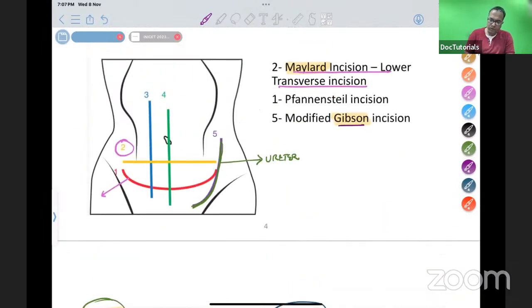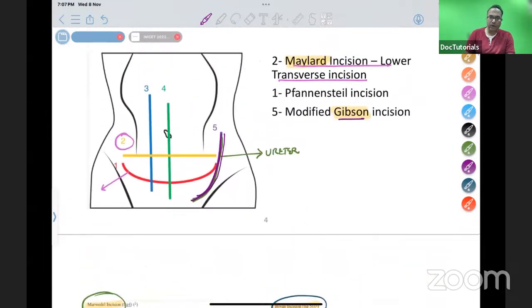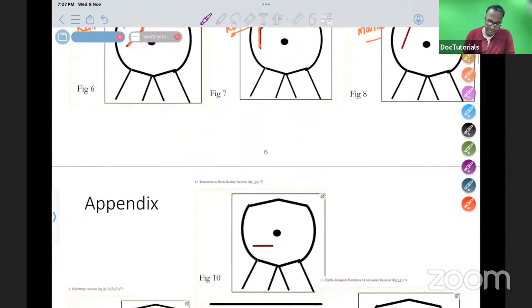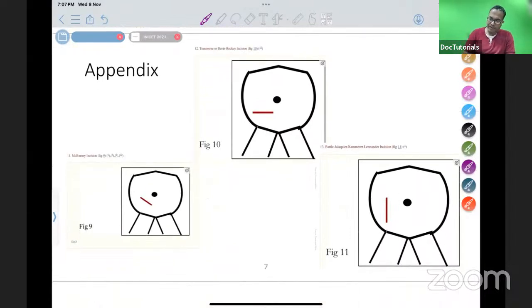That is Gibson incision used for ureter, parallel to the inguinal canal. It runs towards the upper part. Okay, that is a Gibson. And the new transverse incision in the lower abdomen instead of Fanenstiel is called Maillard. Okay, Maillard incision.